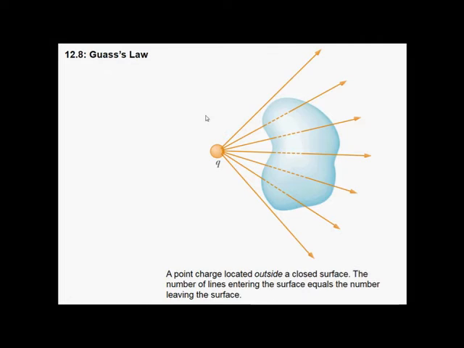Before starting Gauss's law, it is very important to know that if a point charge is outside a sphere, then you can see clearly from the diagram that the flux entering the surface is equal to the flux leaving the surface. Then the total flux will be 0, because flux entering the surface is equal to flux leaving the surface.